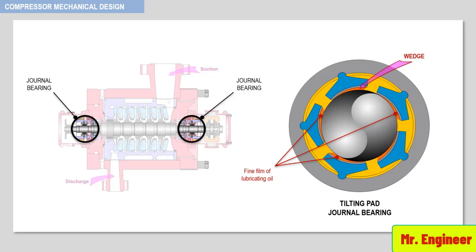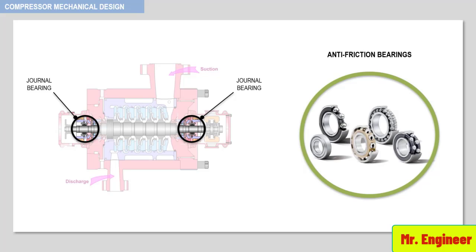Now, what I want you to remember and to keep in mind from our discussion is that most compressors use hydrodynamic bearings, as seen here, which support the rotor with a thin film oil wedge. Small compressors, however, like fans or blowers, sometimes use anti-friction bearings, or ball bearings, as seen here.